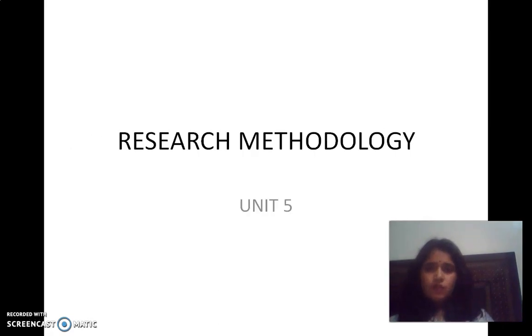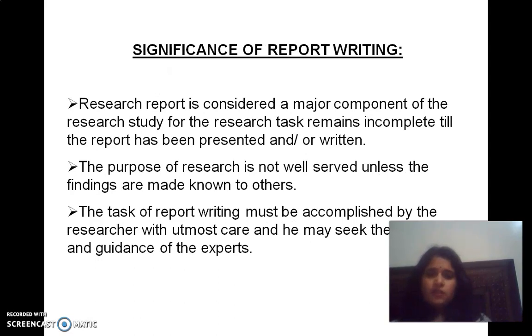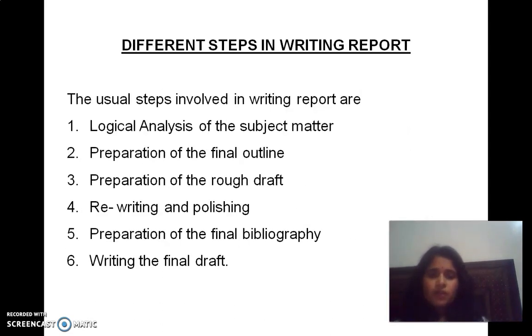So just have a quick look. A report is a formal document that is written for various purposes, right? It can be for science, engineering, and business disciplines. Business disciplines means different organizations, suppose the sales department, marketing department, and production department. These departments are supposed to prepare reports. It is important for the government, for academicians, and for scientists. These are the concerned persons for whom the report is written.